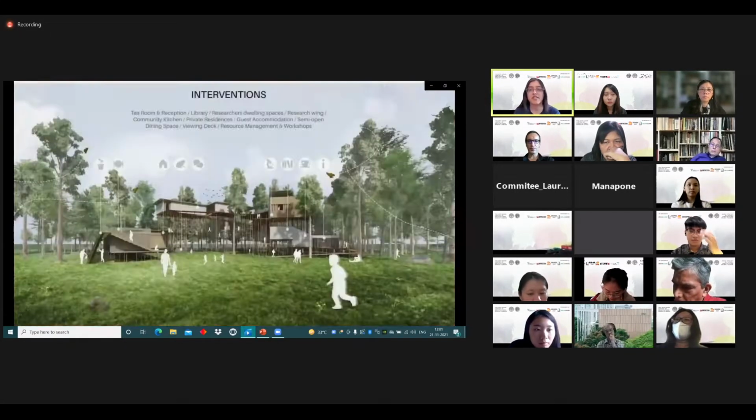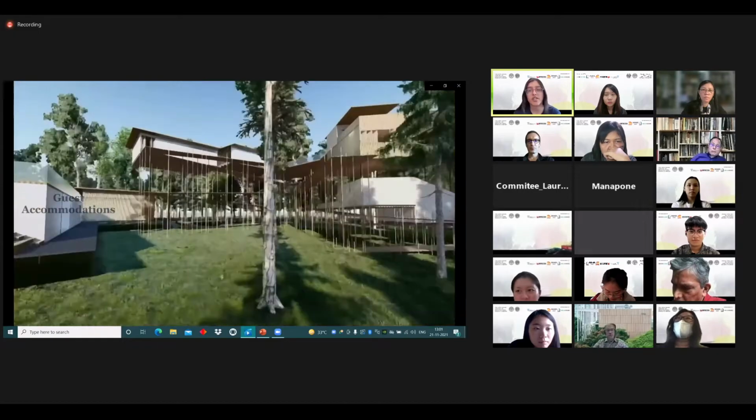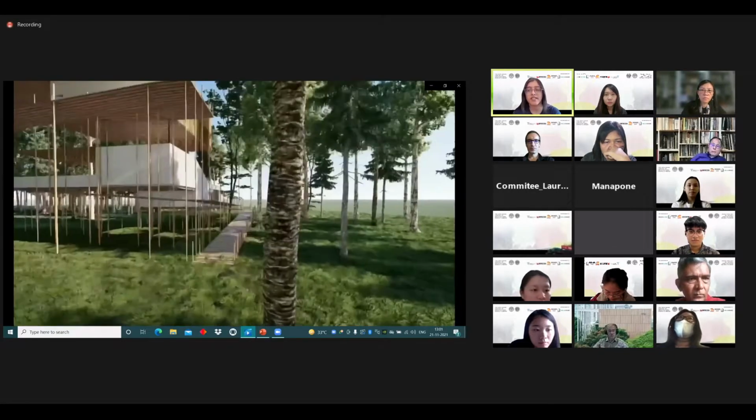This is a depiction of the physical model, and now the virtual one that takes you through the entire intervention.